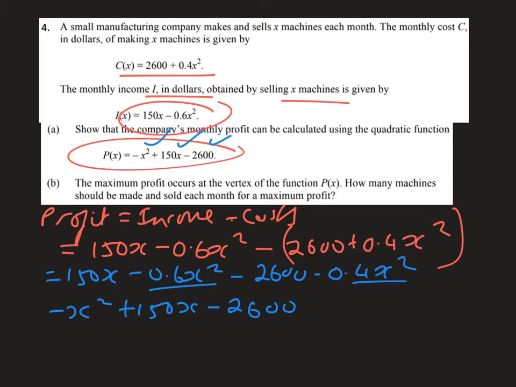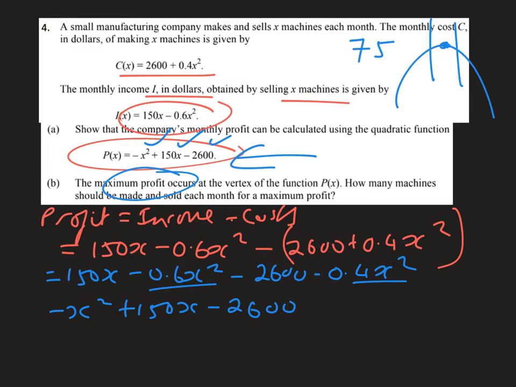In part B, it says the maximum profit occurs at the vertex of the function P(x). How many machines should be made and sold each month for a maximum profit? The easiest thing to do here is just to graph this function. If you put the function into your calculator, you want to identify the vertex. So second calc, max, and identify the vertex, and you're interested in the number of machines, so that's the x-coordinate. And if you do that, you'll find that the x-coordinate for that is 75.